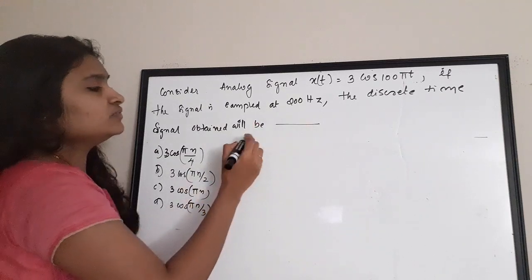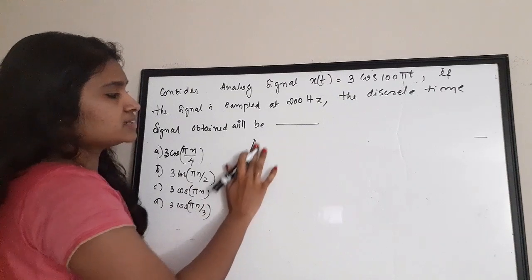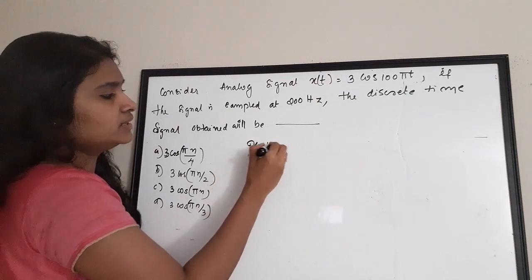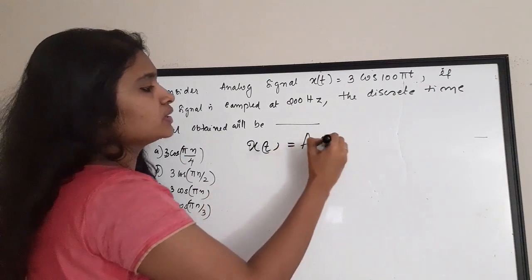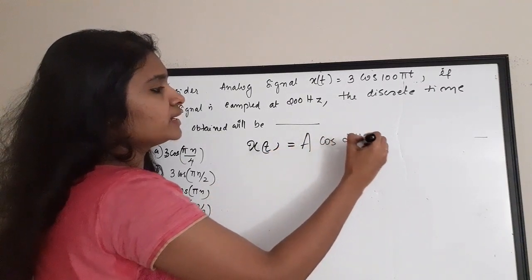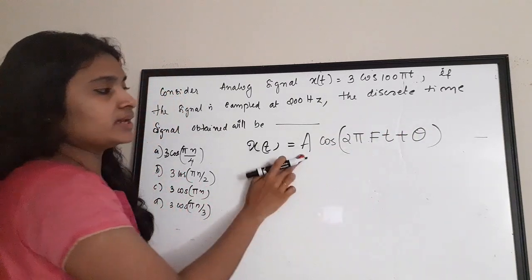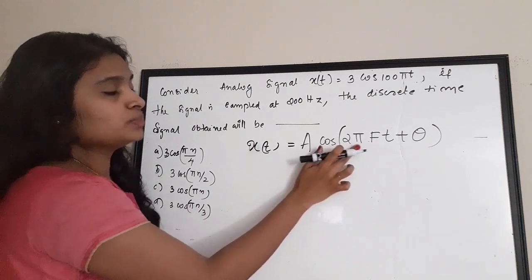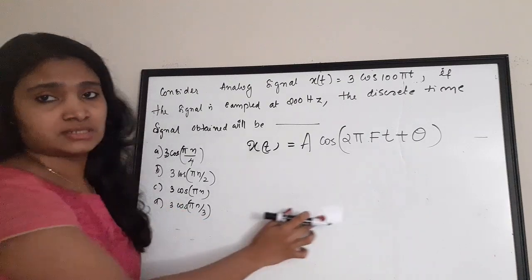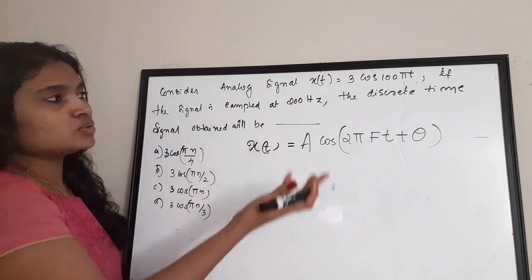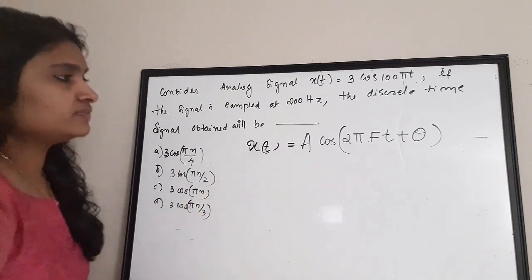In general, we can represent an analog sinusoidal signal, which is continuous in nature, as x of t equal to A cos of 2 pi f t plus theta, where A is the amplitude, f is the frequency, and theta is the phase. Here there is no phase part, so we can ignore it.